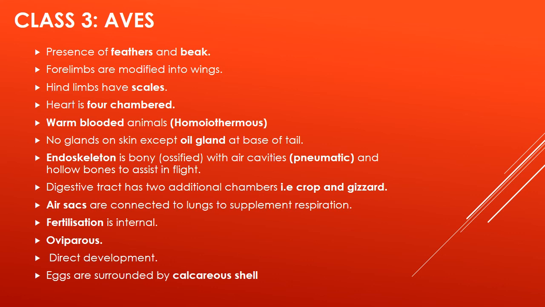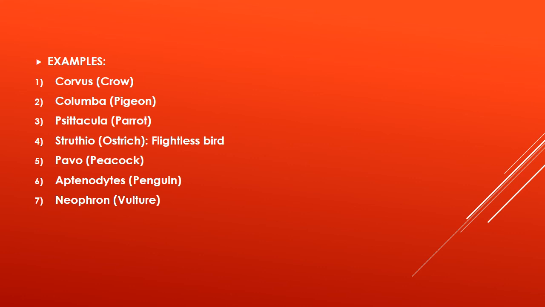Eggs are surrounded by calcareous shell. Now examples again: Corvus, crow. Columba, pigeon. Psittacula, parrot. Struthio, ostrich. Okay, ostrich is the flightless bird. Remember this. Pavo, peacock. Then Aptenodytes, that is penguin. Okay, Neophron, that is vulture.